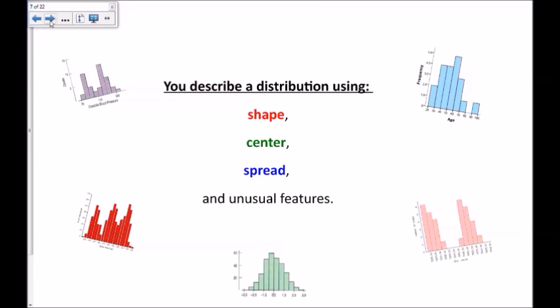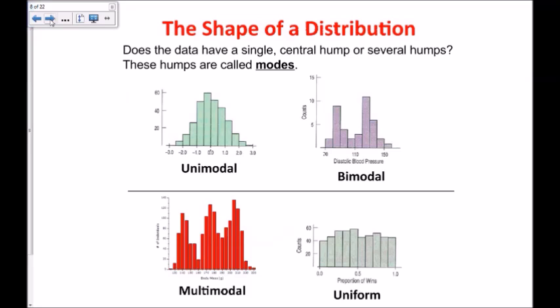The next really important concept is how you describe a distribution. You talk about shape, center, spread, and unusual features. I will say that again because it is so important. When you're asked to describe a distribution, you talk about the shape, center, spread, and unusual features. We'll talk about shape next.